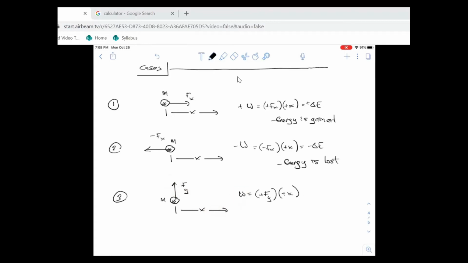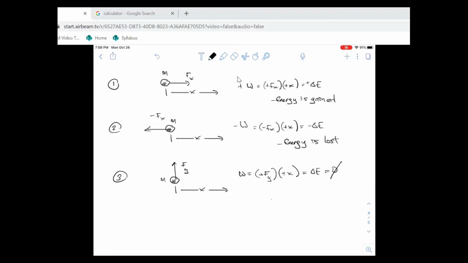All right, so no energy is being transferred. All right, so no energy is transferred in this case.